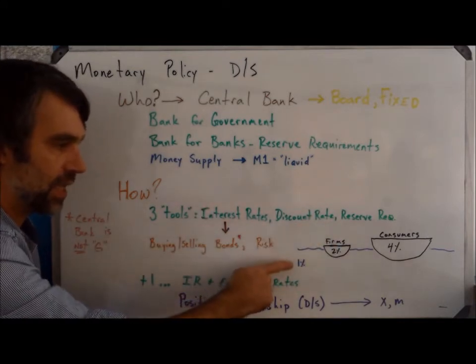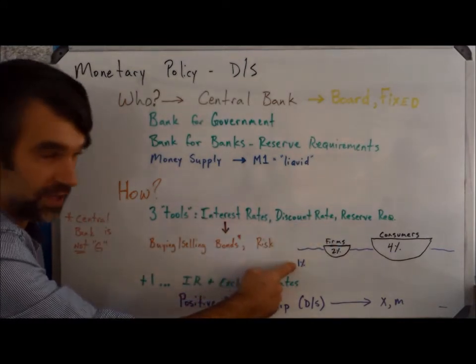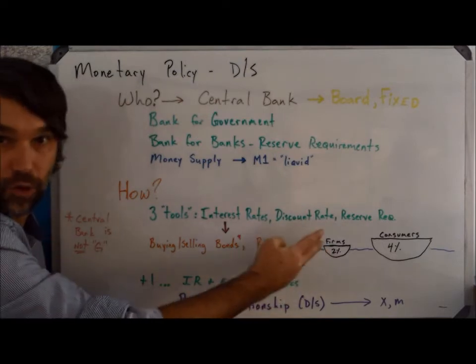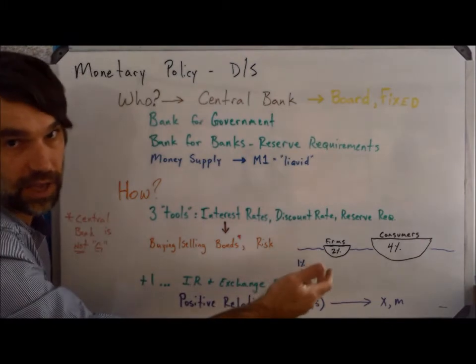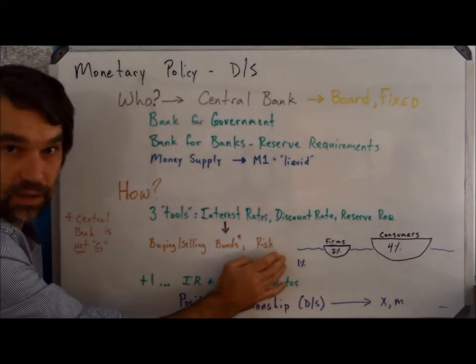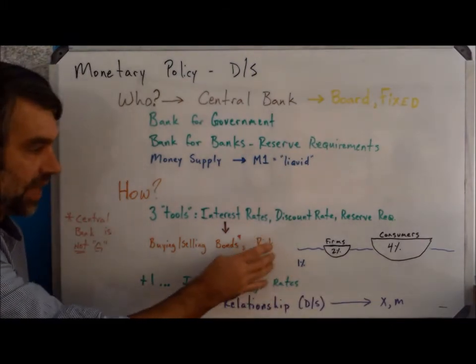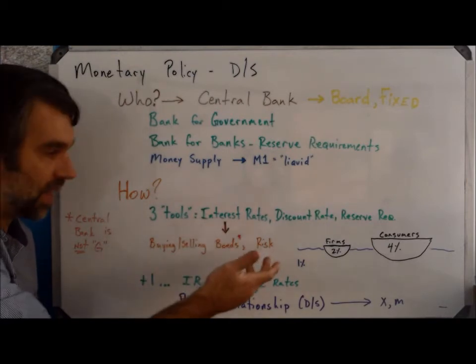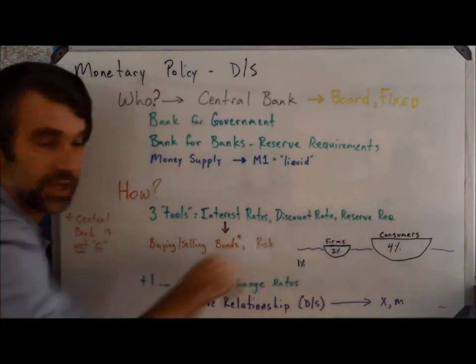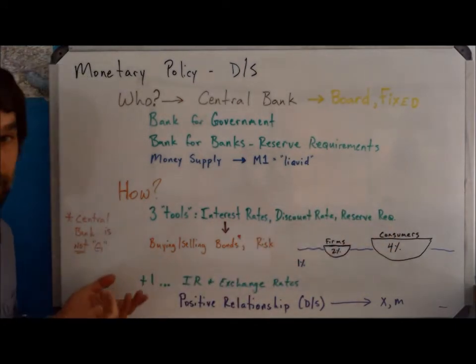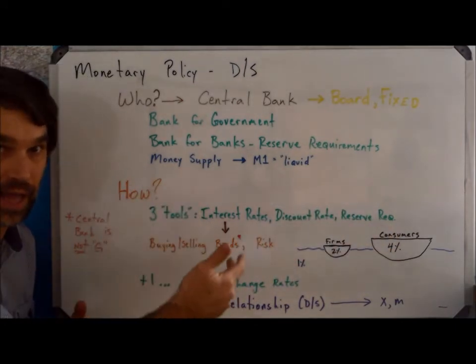So if the tide comes in and this turns from 1% to 2%, now firms have to pay 4% instead of 3%, and consumers have to pay 6% instead of 5%. So by changing the interest rate that banks get from the government on government bonds, they change the amount that firms and consumers have to pay, which is obviously going to have an effect on C and on I for aggregate demand.